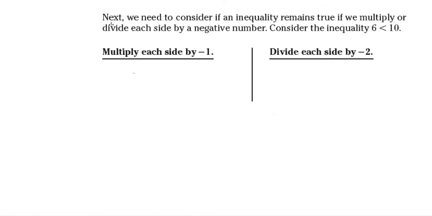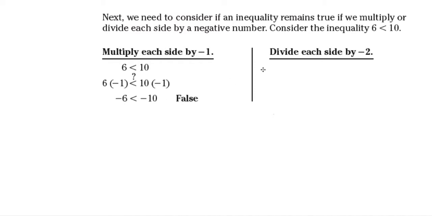Next, we need to consider if an inequality remains true even if we multiply or divide each side by a negative number. Remember, the rule talks about a positive number. Let's consider the inequality 6 less than 10. If we multiply each side by negative 1, is 6 times negative 1 less than 10 times negative 1? This becomes negative 6 is less than negative 10. The result is false.